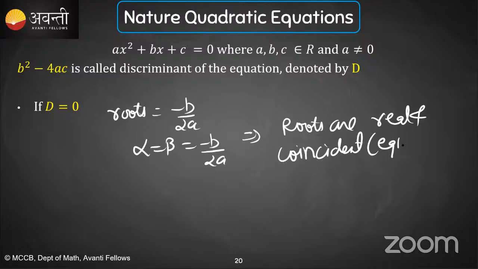That is equal. Okay. Is this clear? If D is positive, that is, D is greater than 0, then roots are real and different. If D is equal to 0, then roots are real and equal. Right? Very good, Harish. Very good. Are you getting my point?